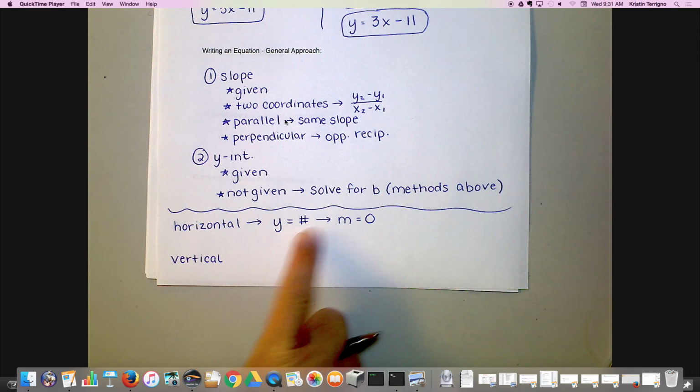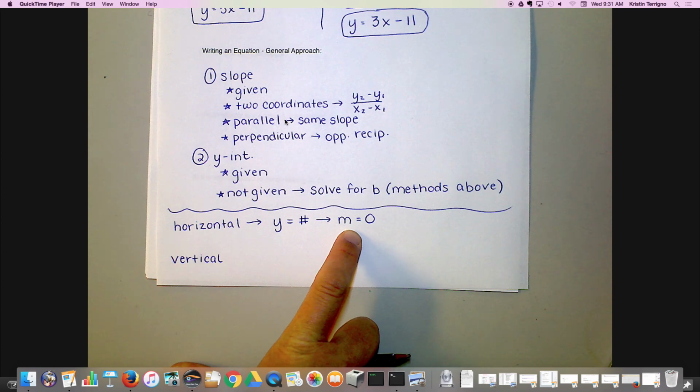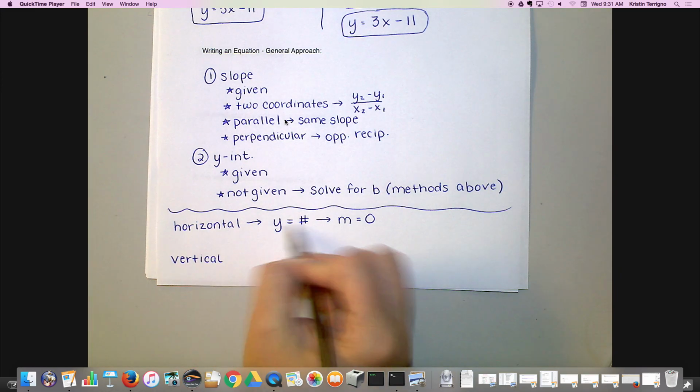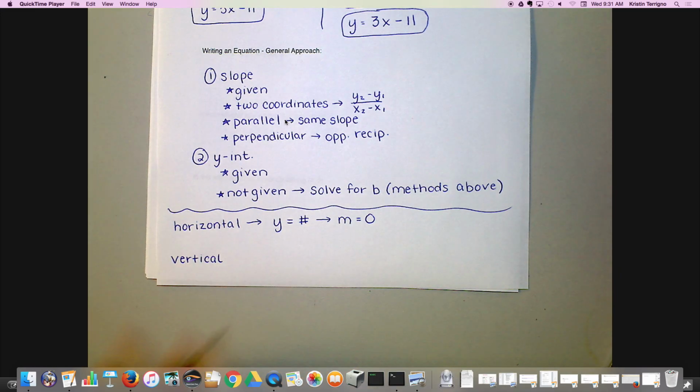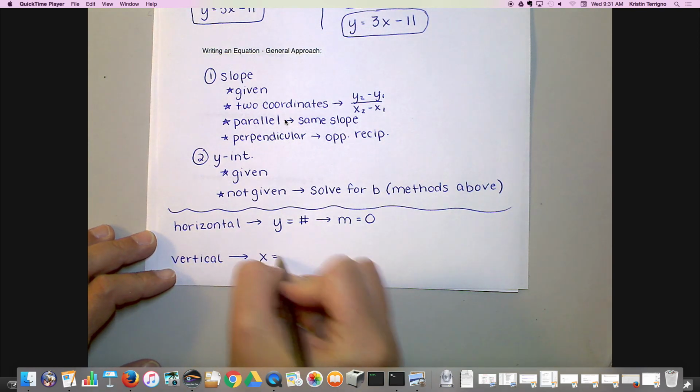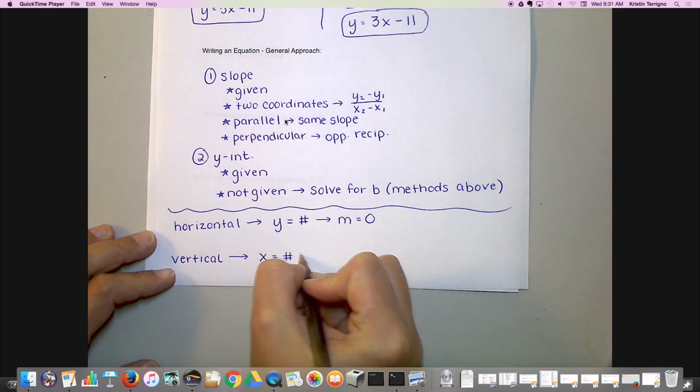Or if it tells me you have a slope of 0, write me an equation, you know your line's going to look like this. Okay? So both of these pieces of information go with the y equals a number type equation. And then vertical line is the same thing except it's x equals a number. An undefined slope, yep.